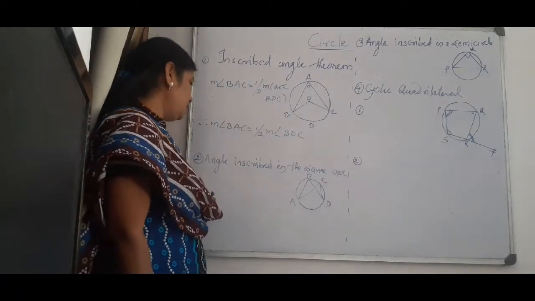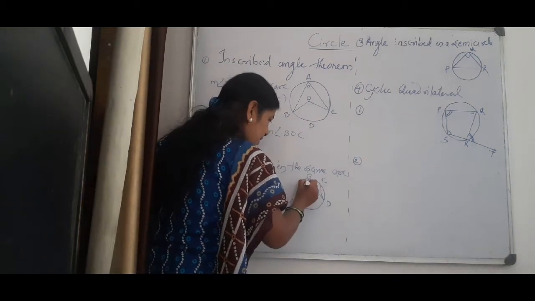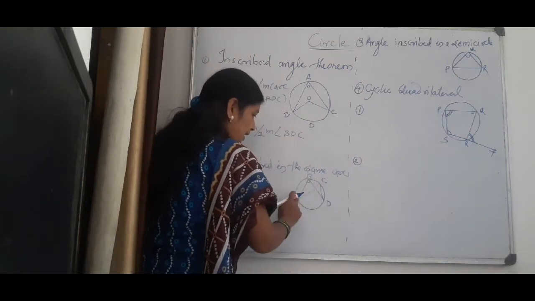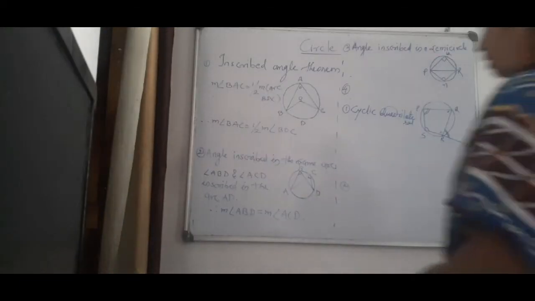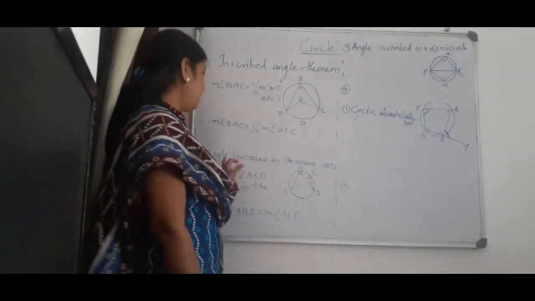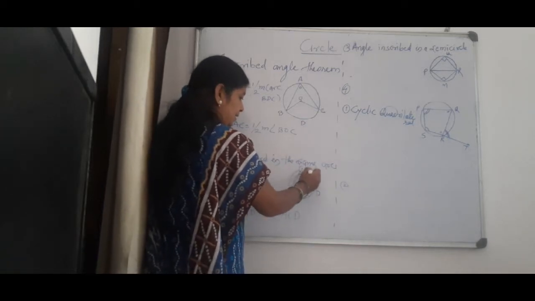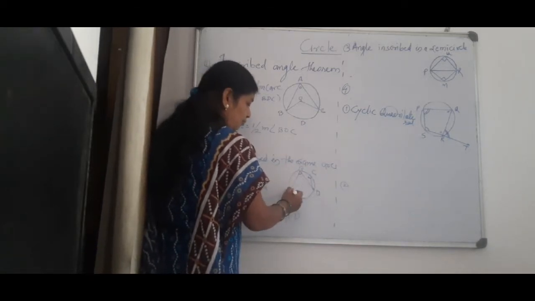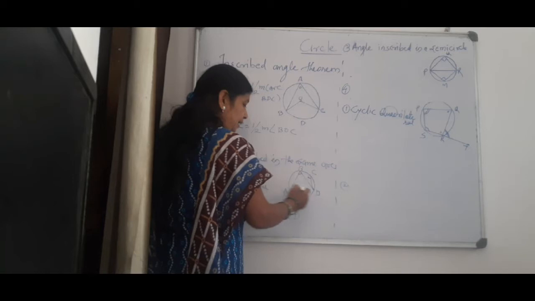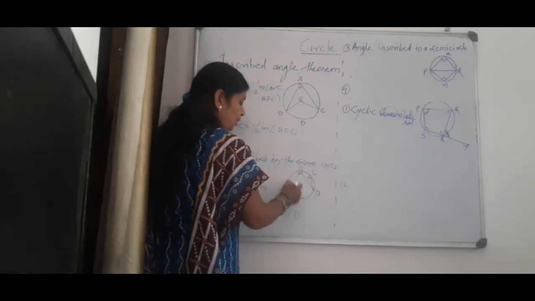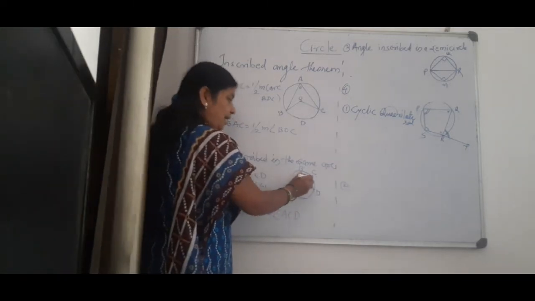Now see here, the second topic is angles inscribed in the same arc. Now see here, angle ABD and angle ACD. Both angles are formed by the arc AD, which is the corresponding arc. And therefore the measures of these both angles are congruent.